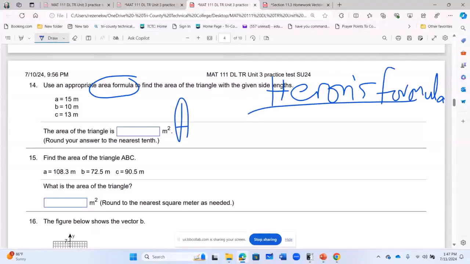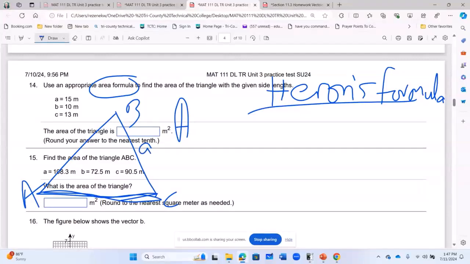So area of a triangle. By the way, let me just sketch a triangle. A, B, C, where the side opposite A is small a, side opposite B is small b, small c. And small a is 15 meters. Small b is 10. Small c is 13. Okay, so we are ready to find.